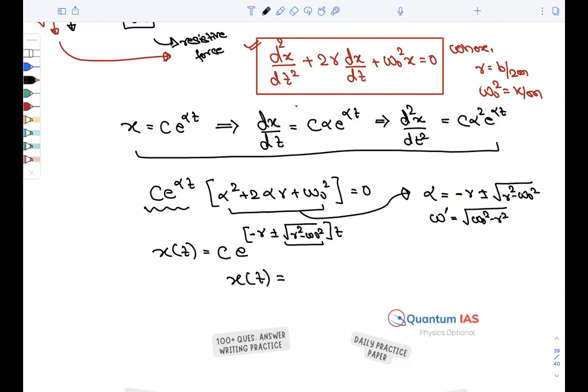let's write a, some constant, e to the power minus gamma t, and this will become e to the power plus minus i omega dash t. So this is the general equation that we are talking about. This is the general equation.